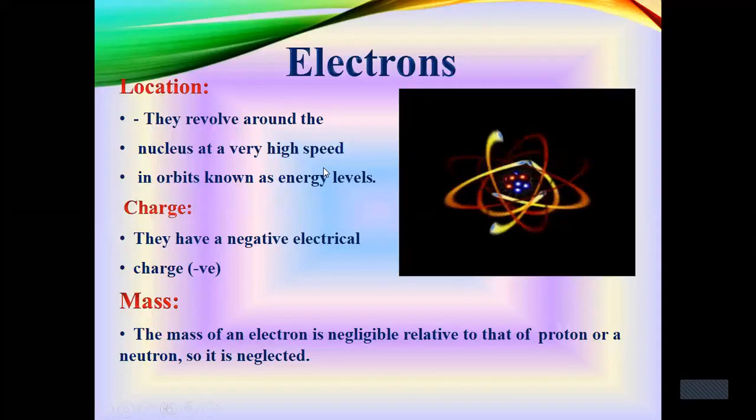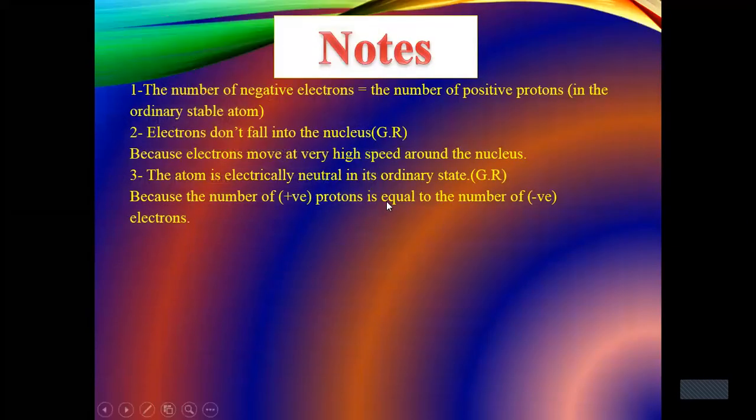Let's see some notes which are very important for us. A number of negative electrons equal to the number of positive protons in the ordinary stable atom. The stable atom in its ordinary state must have the number of negative electrons equal to the number of positive protons.